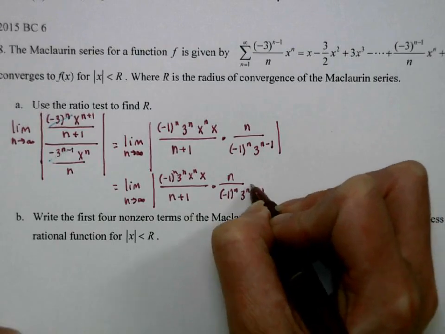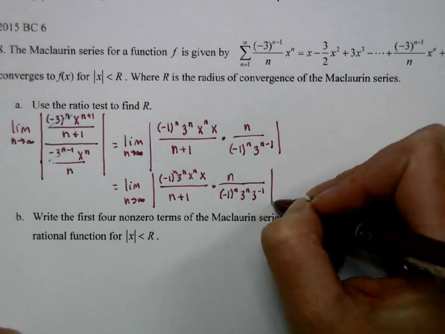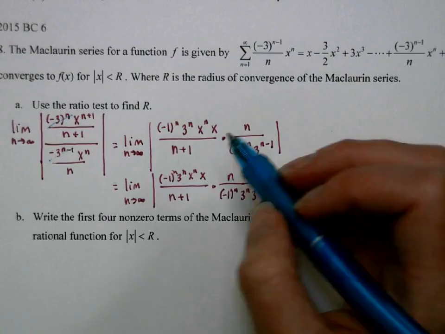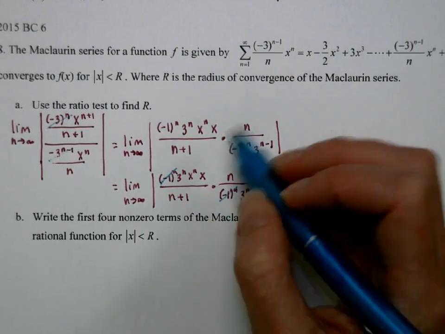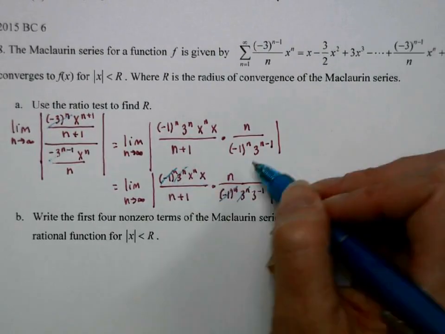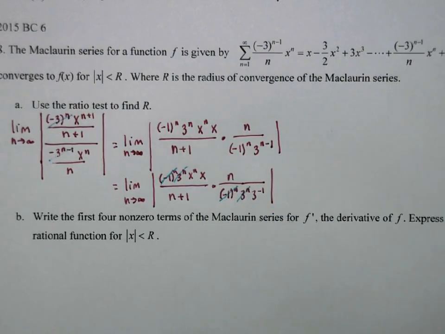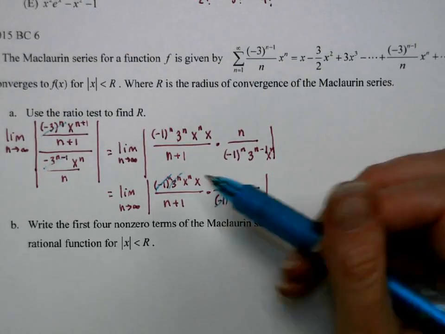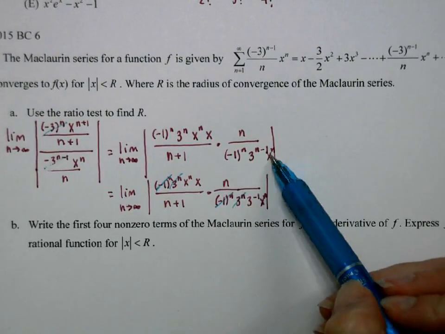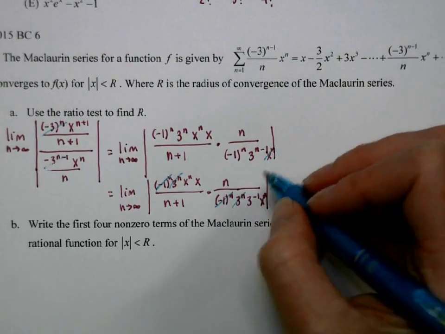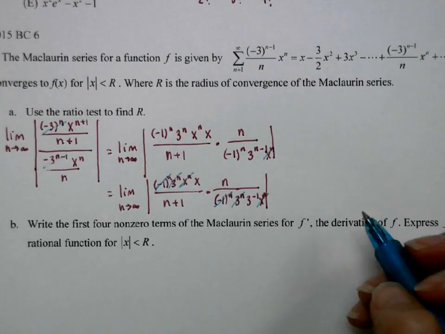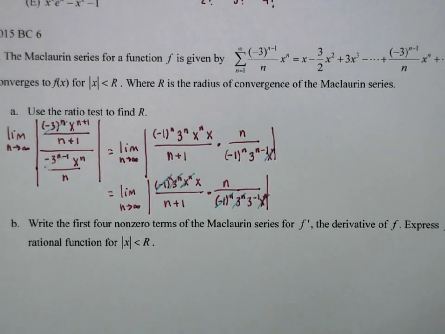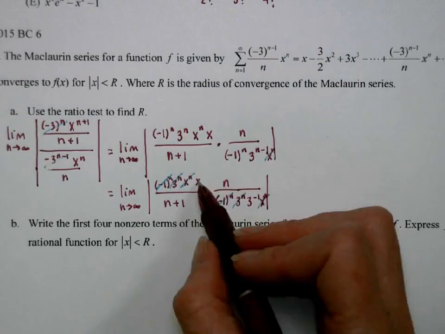Okay, the negative 1's go away, the 3 to the n's go away, the x to the n that I forgot to write goes away. This x to the n needed to be here, but it cancels with this one. So what this leaves me with is a lone x that I can pull out with the absolute values.